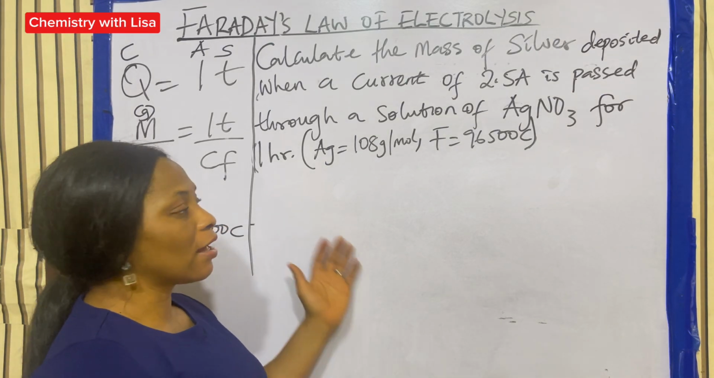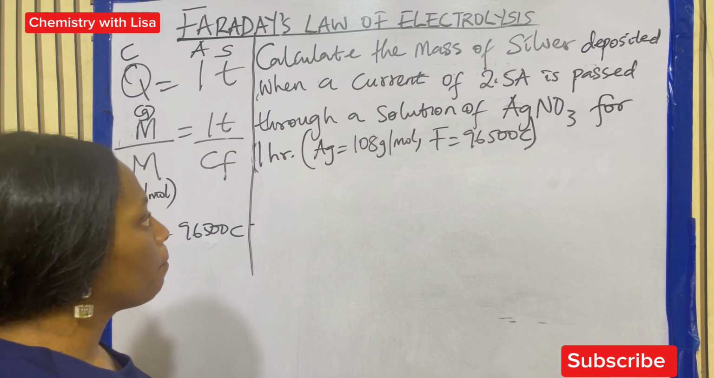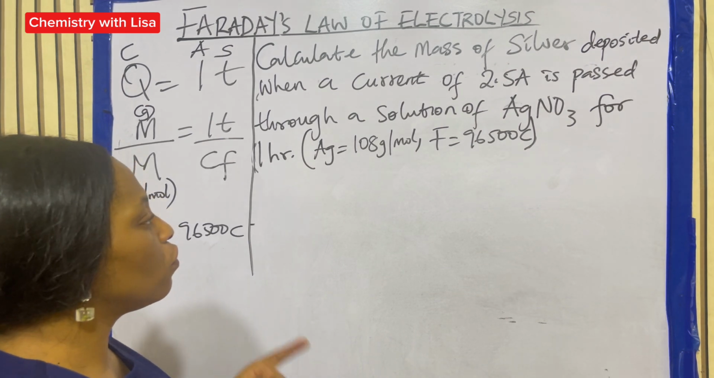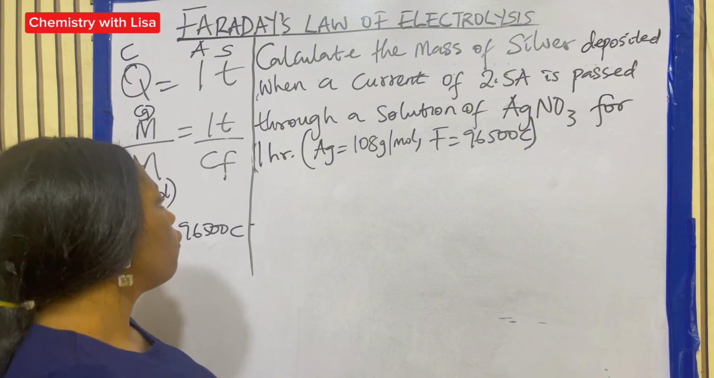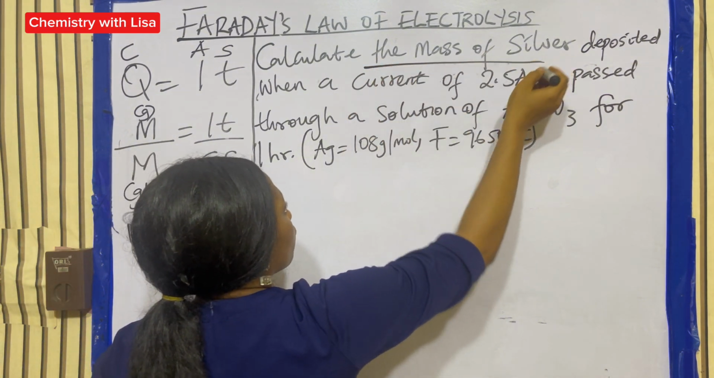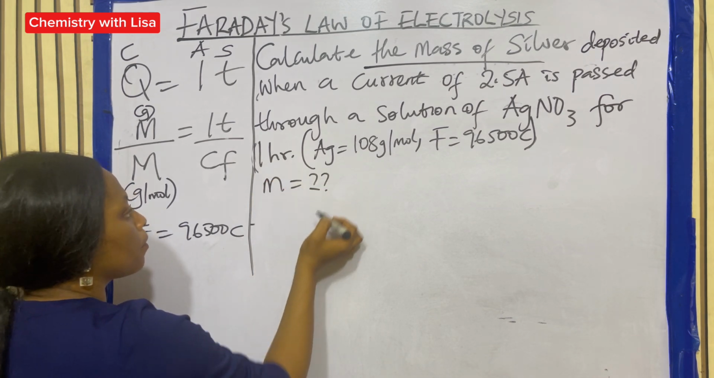Okay, so let's look at this question. Calculate the mass of silver deposited when a current of 2.5 ampere is passed through a solution of silver trioxonitrate(V) for 1 hour. So what are we asked to calculate? The mass of silver deposited. So we're looking for mass in gram.